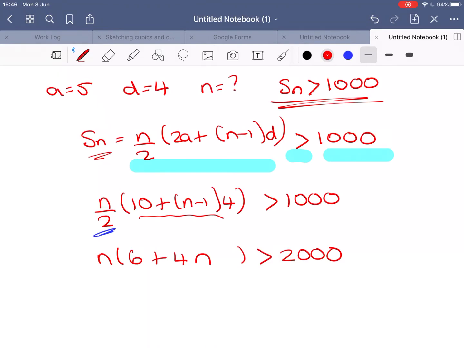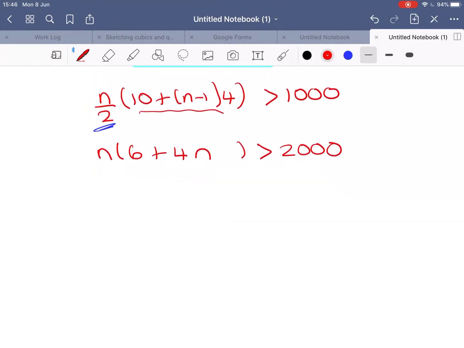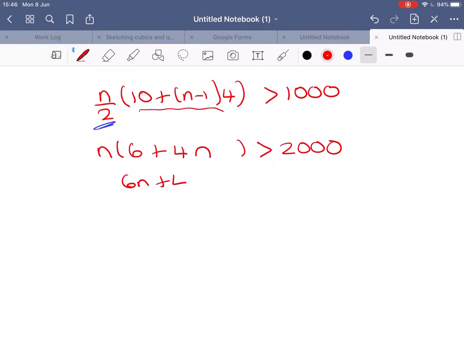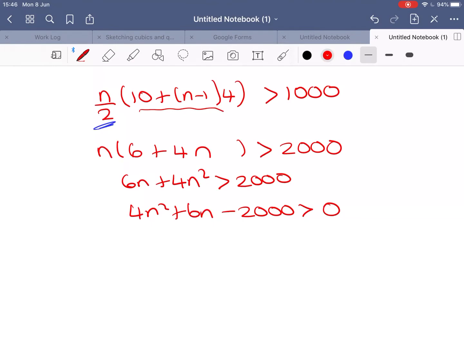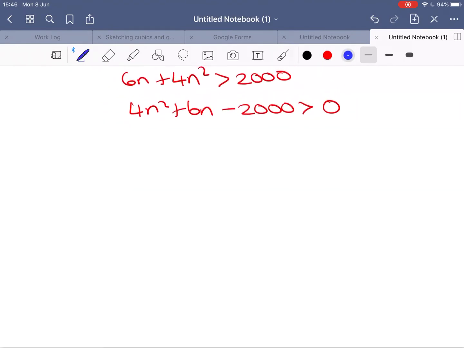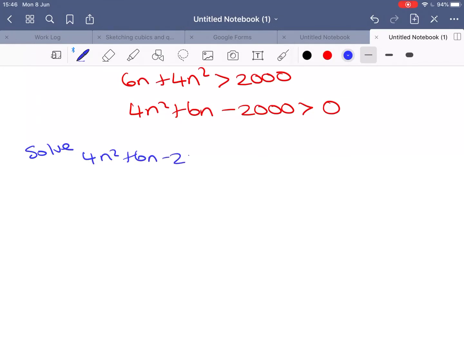Okay, hope I've not gone too quick. I've done like two steps at once there. So expand this out, and I've got 6n plus 4n squared has got to be greater than 2,000. It's a quadratic inequality. So let's get everything on one side: minus 2,000 has got to be greater than 0. So effectively now what I need to do for any quadratic inequality is I need to solve 4n squared plus 6n minus 2,000 equals 0.